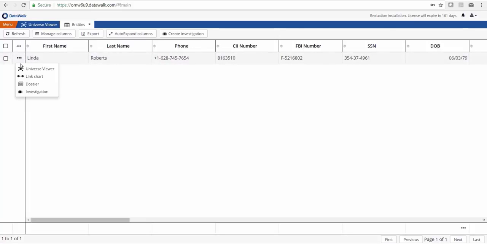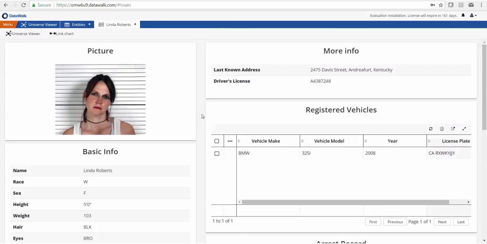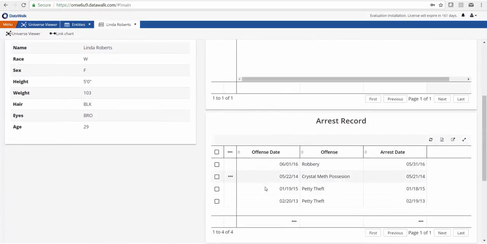We can look at a dossier for this individual. This pulls together into one place all of the desired data about this person across all of the different sources in the system. So we have a photograph of this individual, physical description, last known address, registered vehicles, and also her arrest record. And we see that this individual has been arrested for petty theft, as well as robbery and a drug offense.